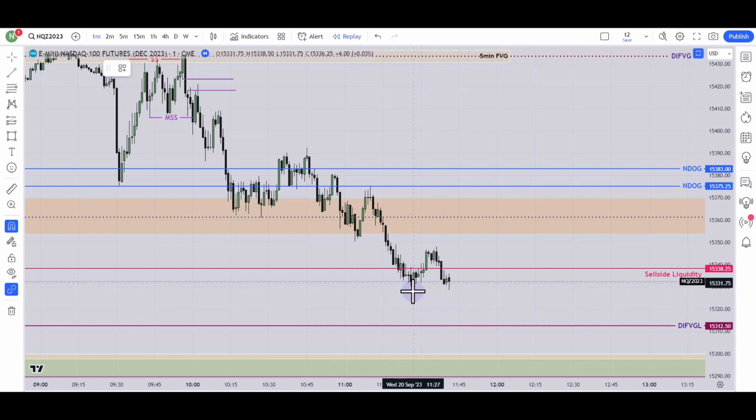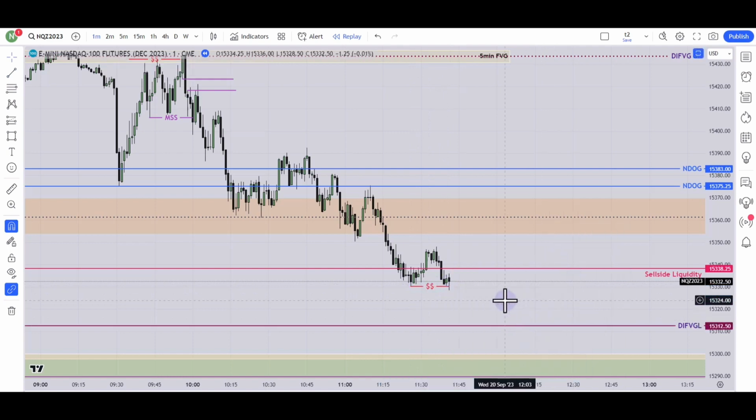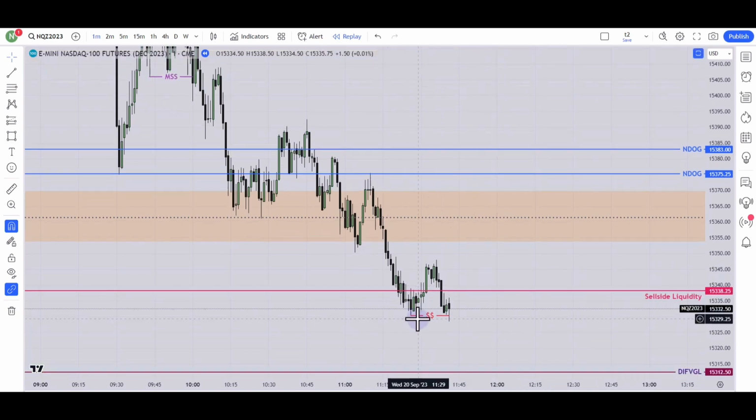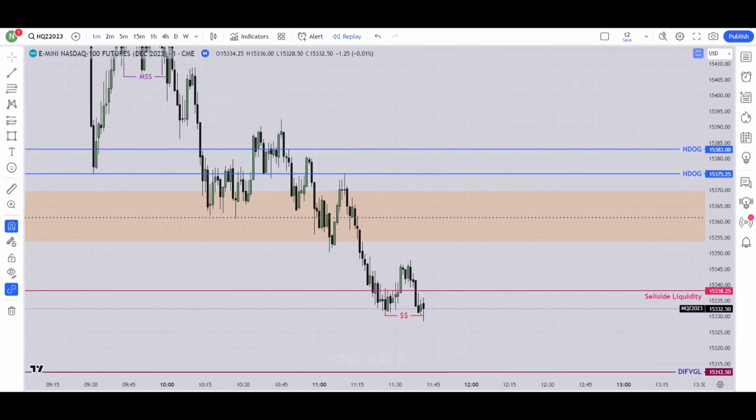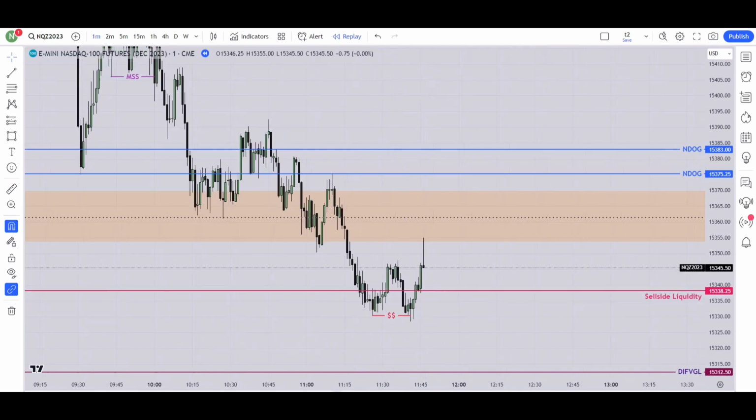I was just crying for the market structure shift, because that was another thing. After cleaning the sell side liquidity, it cleaned the sell side liquidity again, and it's already at the end of the AM session. So I needed a very nice market structure shift. What did the market do? Do you think this is a very nice market structure shift? I think this is a very nice market structure shift.